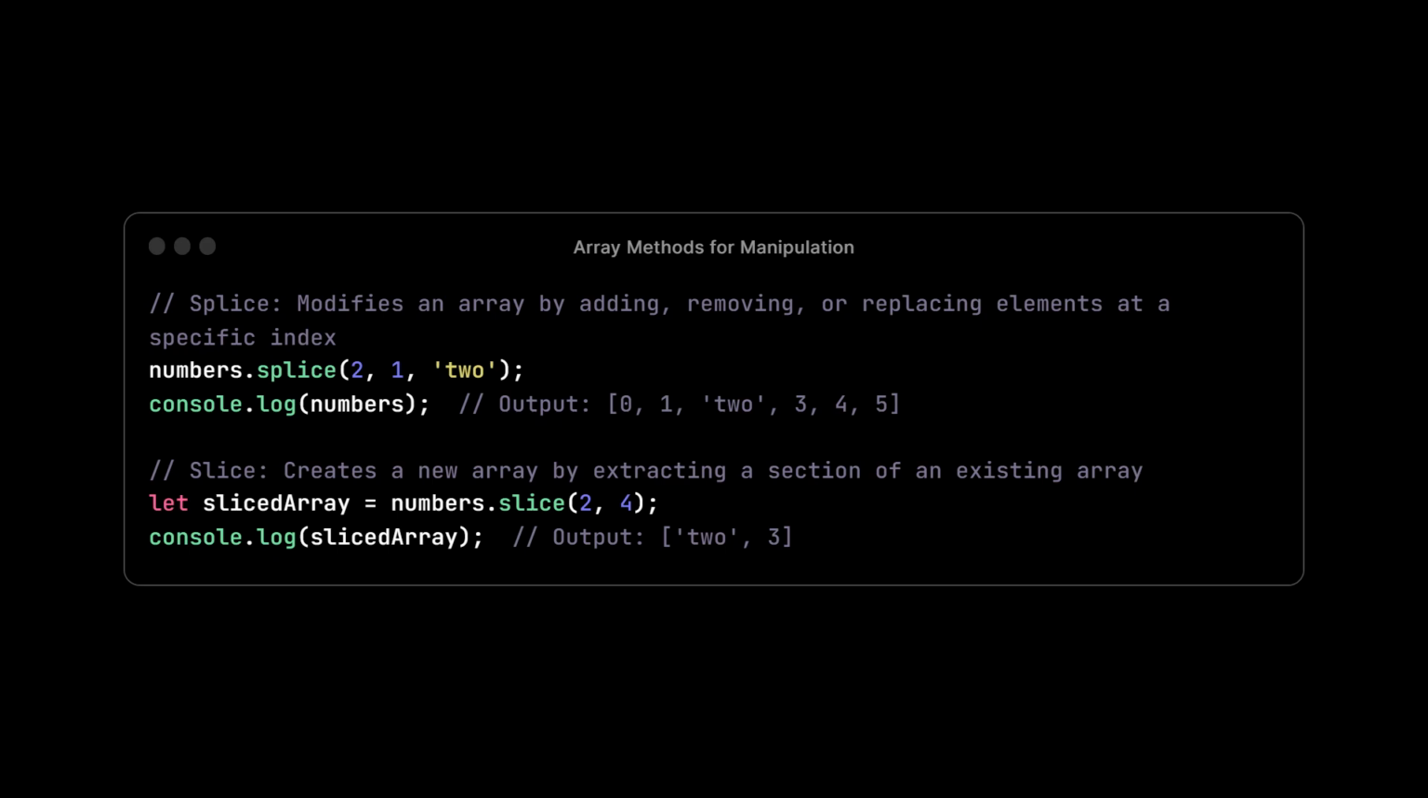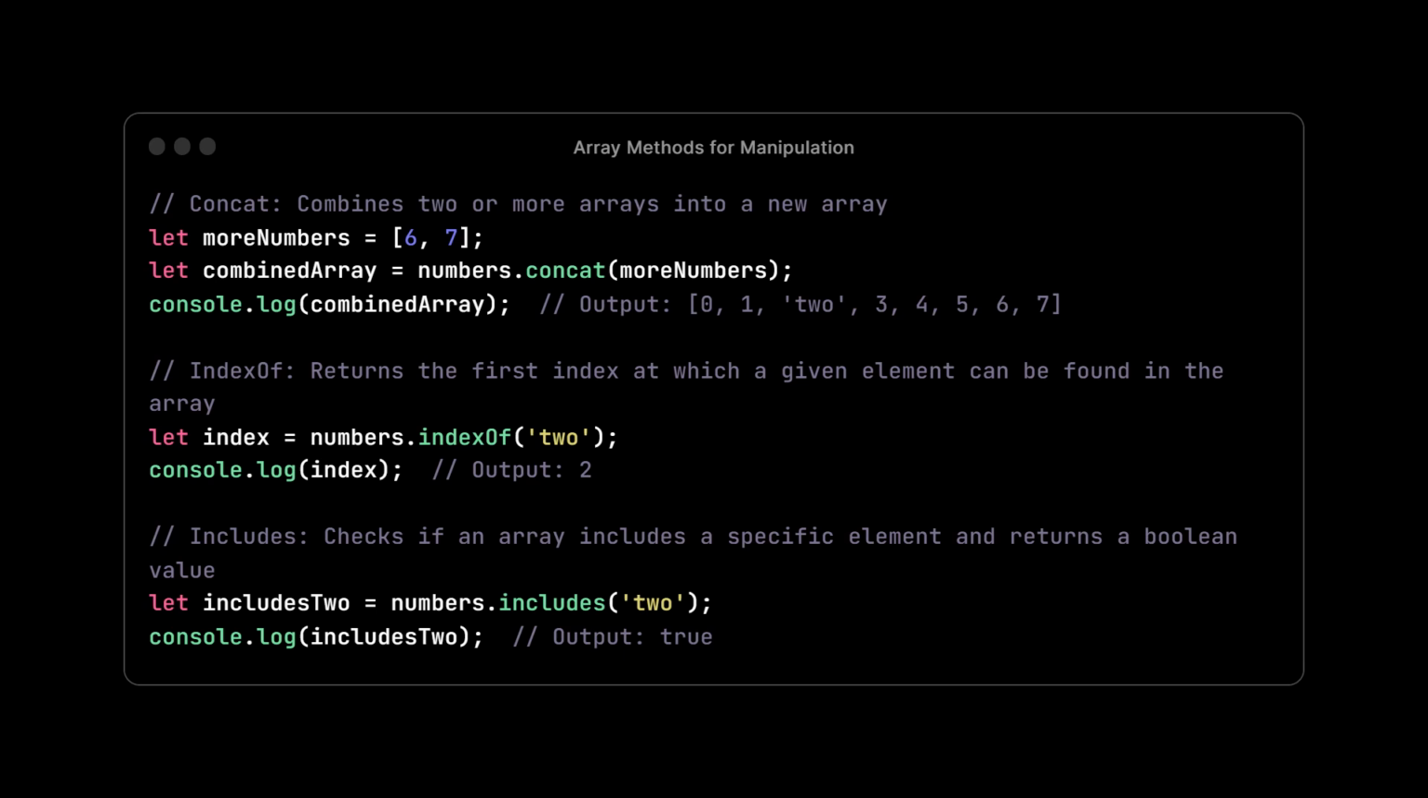Splice, modifies an array by adding, removing, or replacing elements at a specific index. Slice, creates a new array by extracting a section of an existing array. Concat, combines two or more arrays into a new array. indexOf, returns the first index at which a given element can be found in the array.